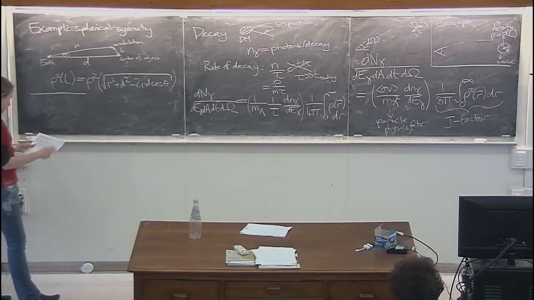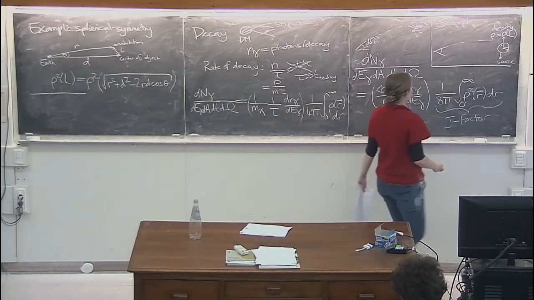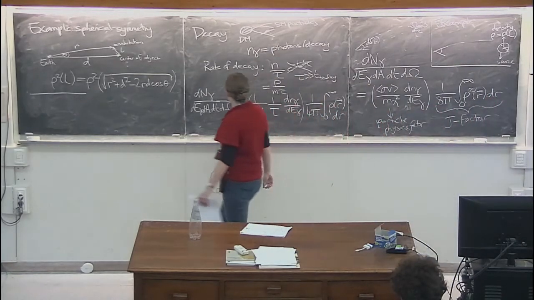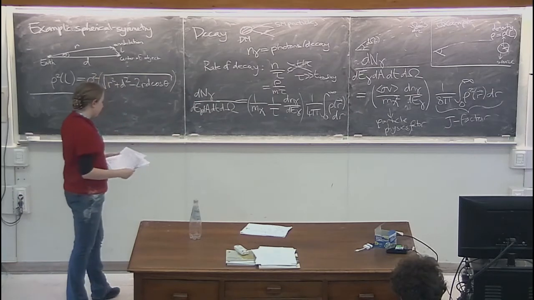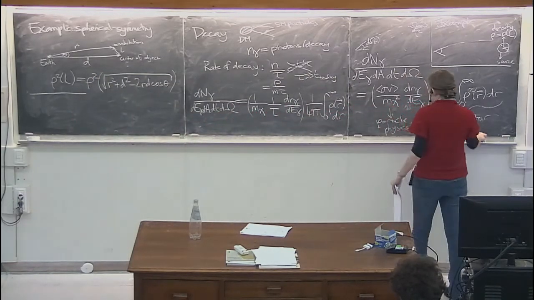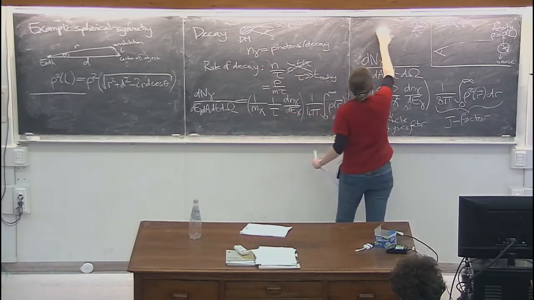Okay. So this works fine and allows you to predict what kind of spectrum you should see if you don't need to take redshifting into account. If you do need to take redshifting into account, it is only a little bit more complicated, actually.